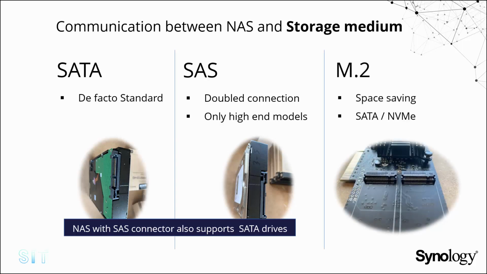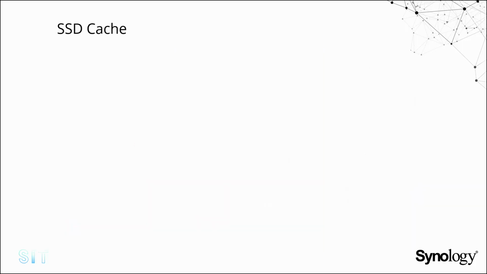M2 is an increasingly used space-saving connection type that enables direct connection via PCIe thanks to the NVMe protocol. In parallel, the SATA protocol family can also be used here. An important point is that we can currently use M2 memory only as an SSD cache.